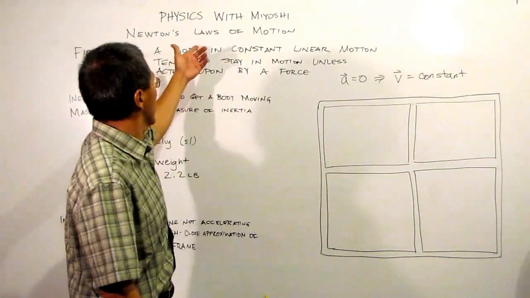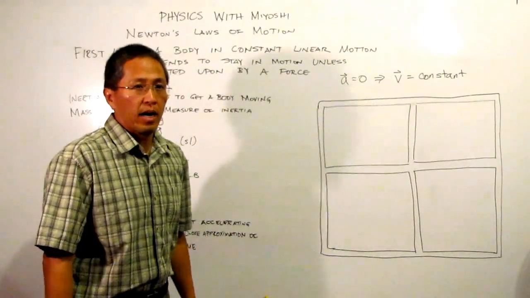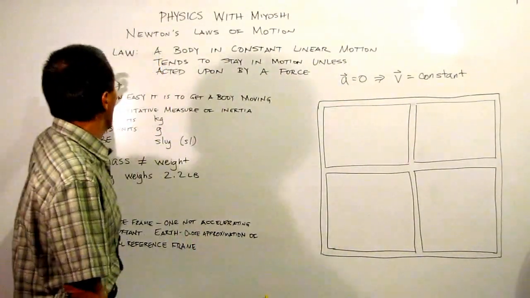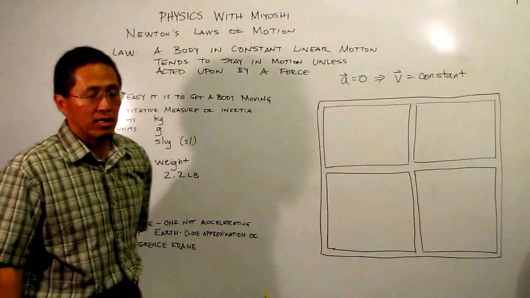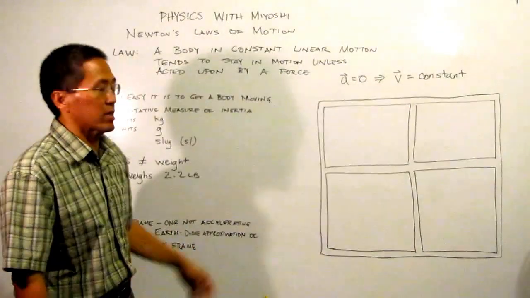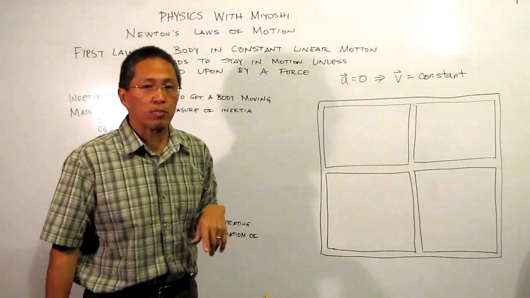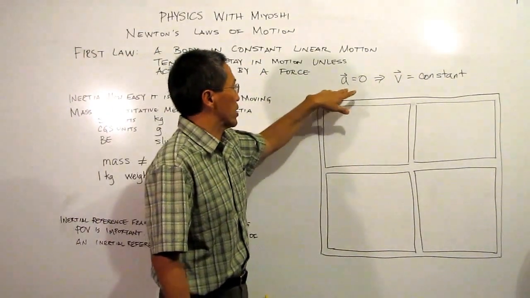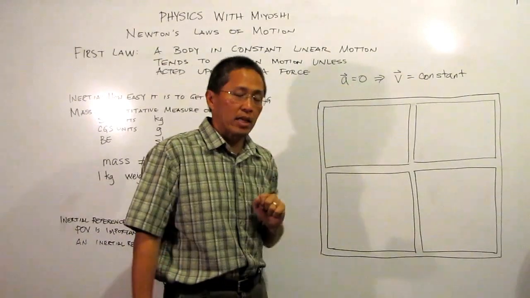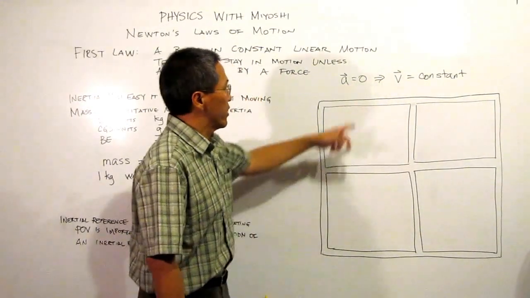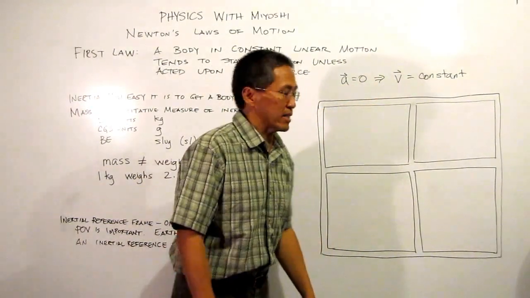This time we're going to talk a little bit more about Newton's three laws of motion. And the first law today is a body constantly in motion tends to stay in motion unless acted upon by an external force. We can express that in terms of our kinematic equations: when our acceleration is 0, then we have a constant velocity.